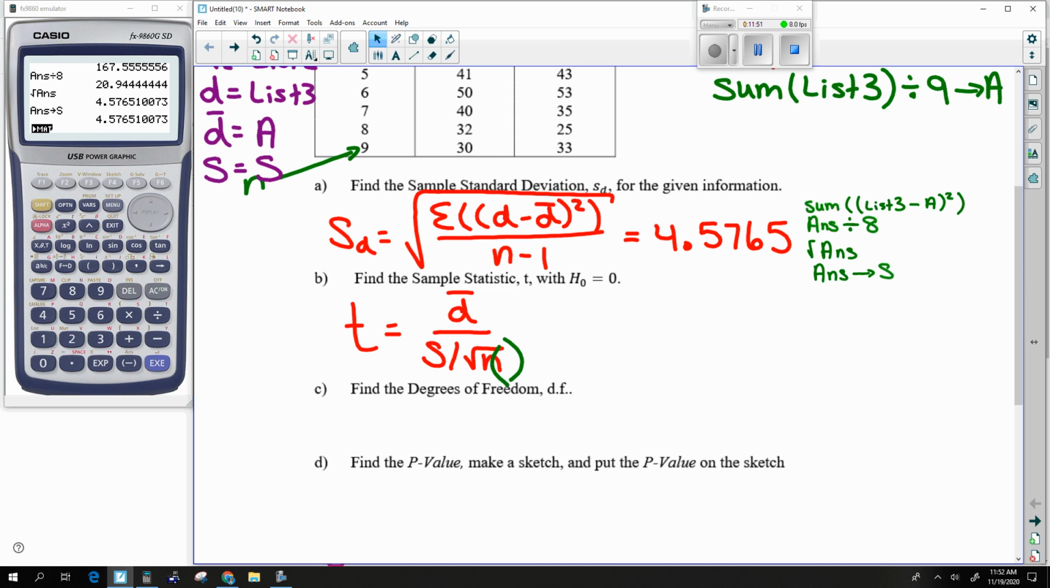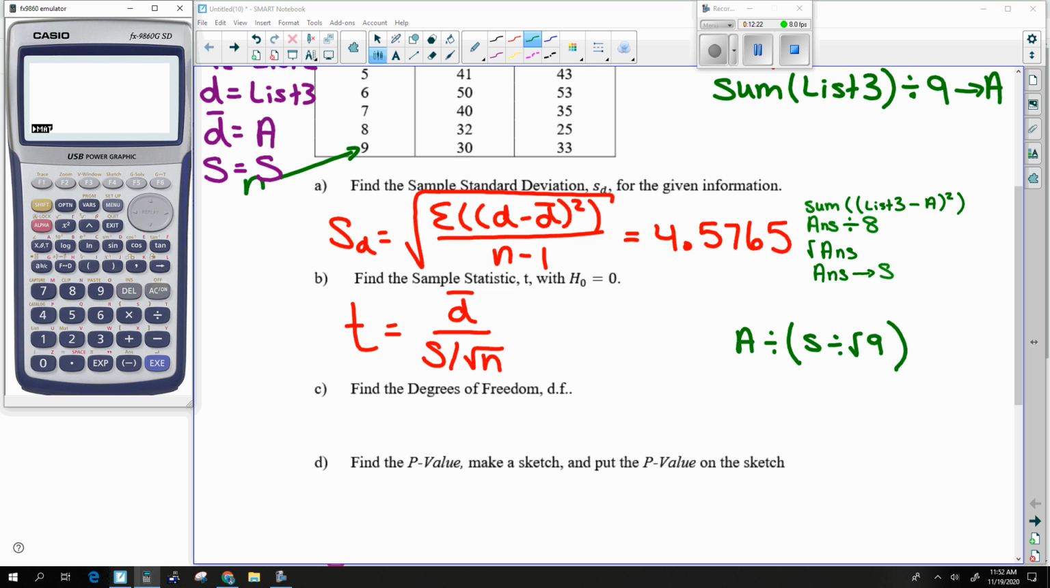I need to do this piece because I don't have a fancy calculator. I need to use parentheses to distinguish the numerator from the denominator. So here's what I enter: D bar, that's my average, divided by the denominator, which is S divided by the square root of N. Again, N in this case is 9. That's what I would type into my calculator. I don't need to store this or anything. I'm just going to look this up on the table eventually, so I don't need to store it anyplace fancy. So D bar divided by S divided by the root of N.